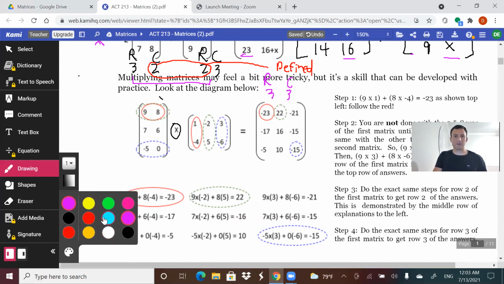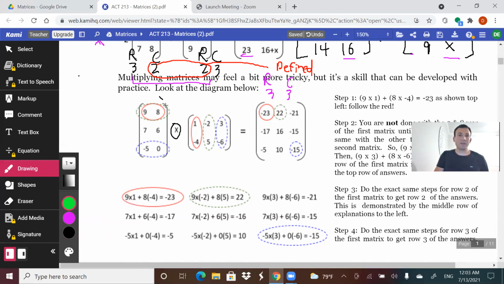Now, here's how we actually do it. We take the first matrix and we take the first row. And this first row has to make its rounds to each column. So we go 9 times 1, 8 times -4, and then we add that together. So we have 9, -32. That's going to get us -23. And that's what this is showing us right here, is how we get this -23.